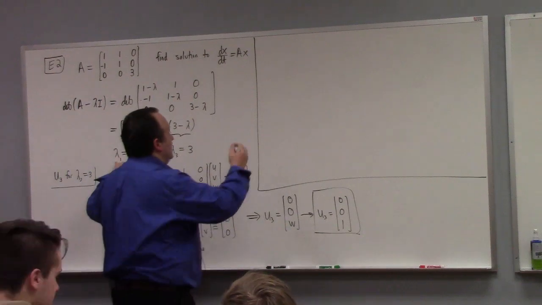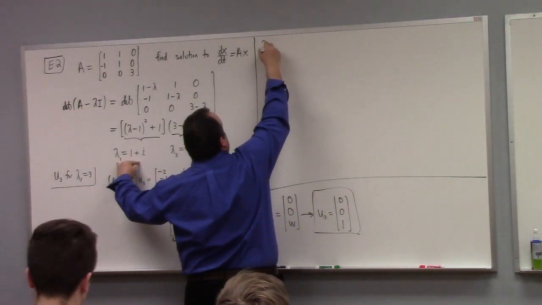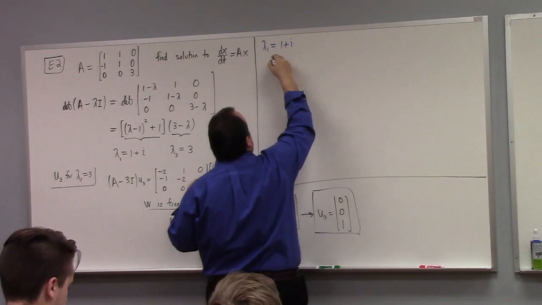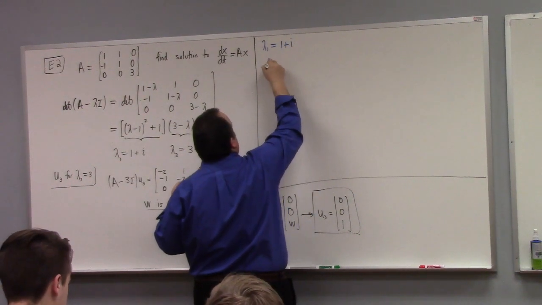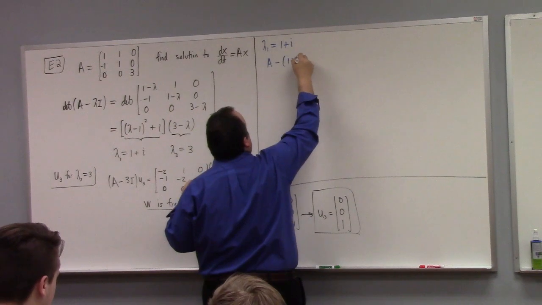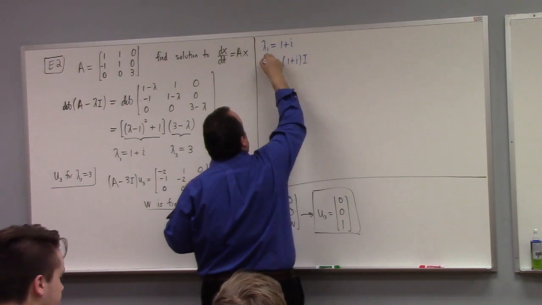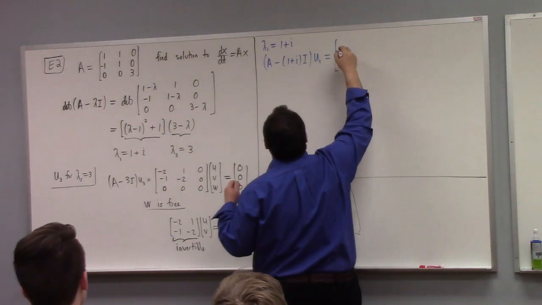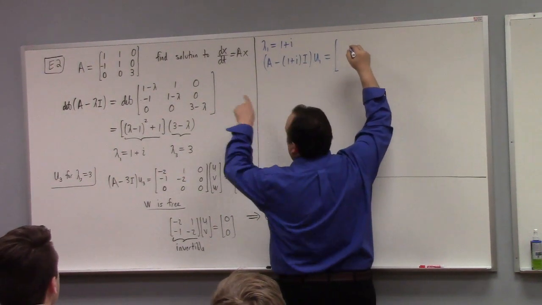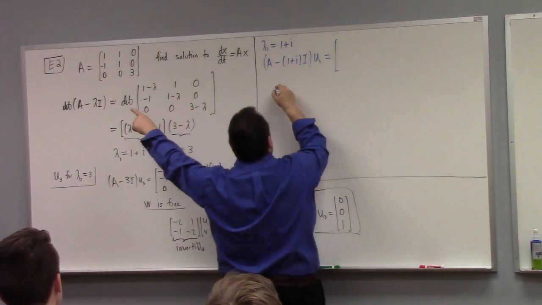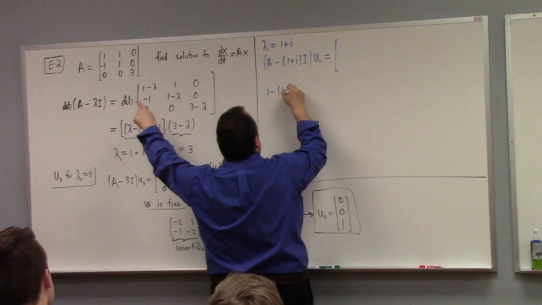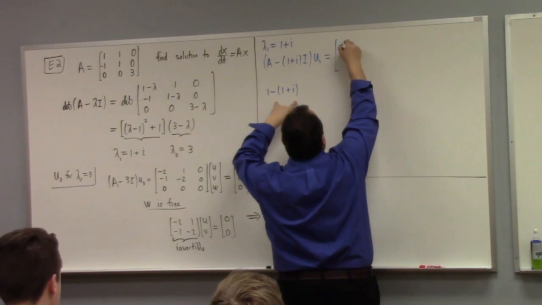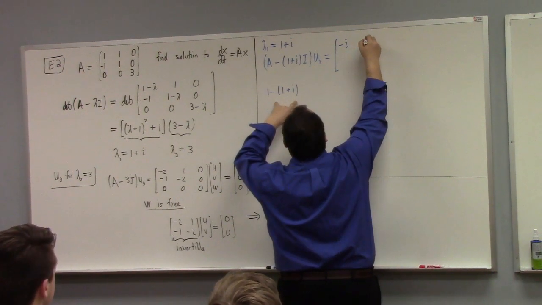Let's see here. So how about this one? Lambda 1. This one's going to turn out better, though. Lambda 1 is 1 plus i. So we want to look at A minus (1 plus i) times I, times u1. All right, let's think about this. I'll write it down here. What's 1 minus (1 plus i)? That's equal to what? Minus i, right? We get a minus i here.